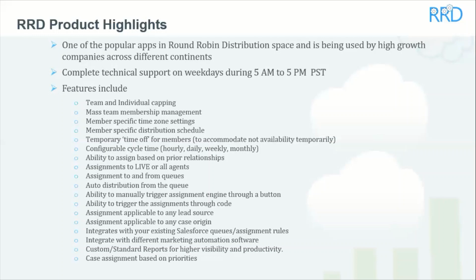You could do leads from any source. You can do cases from any origin. You can integrate your assignments to existing queues and assignment rules. You can integrate RRD with any marketing automation tool that you're using. You can build your custom reports. We provide some basic reports to start with, and you could actually use your advanced level reports, using our data. So you have full access to what case got assigned to whom, and when. You can create all kinds of nice reports in case you need to show people how the distribution has been working.